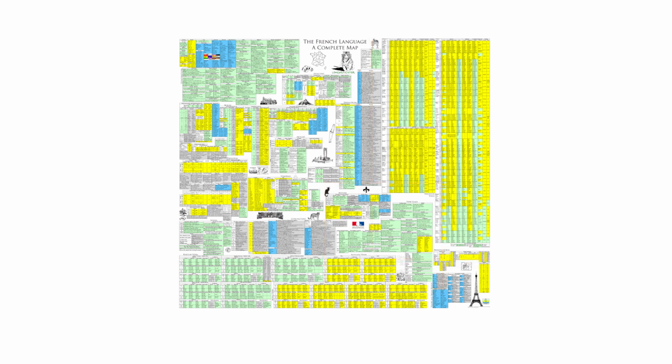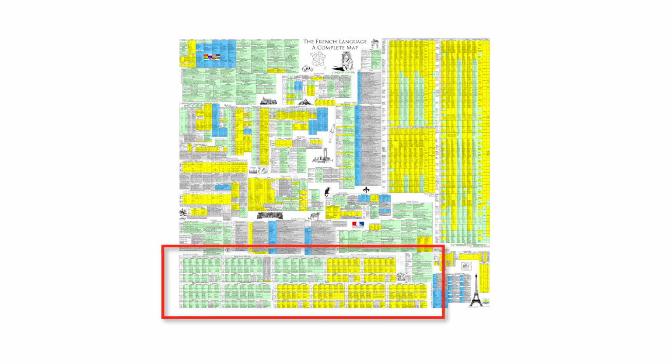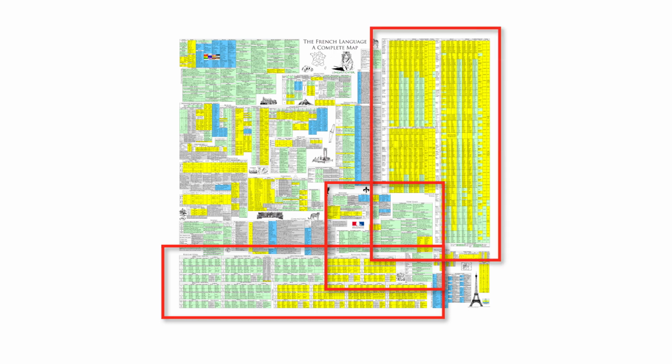So, to start, we know we need to divide our memory palace into three different sections: an area for the regular and auxiliary system, an area for verbal usage, and an area for irregular verbs.